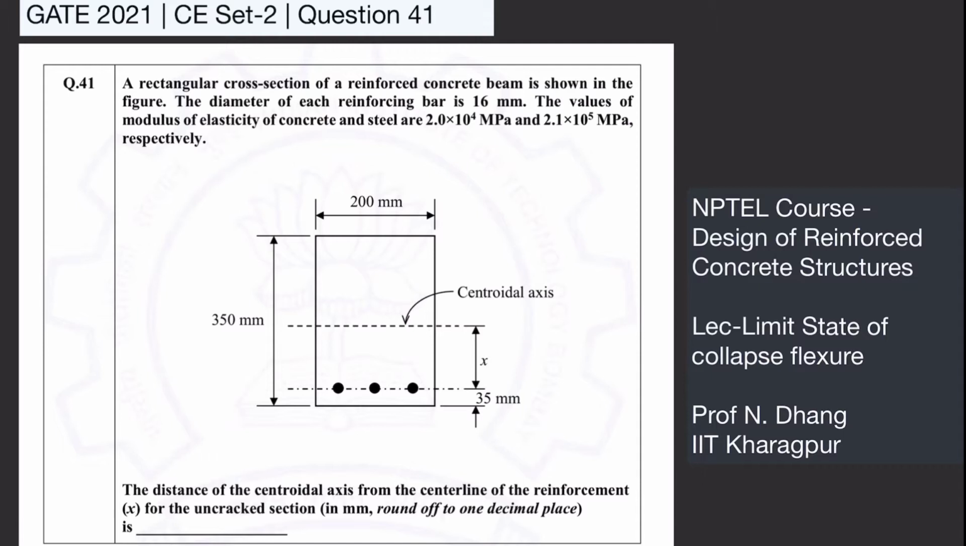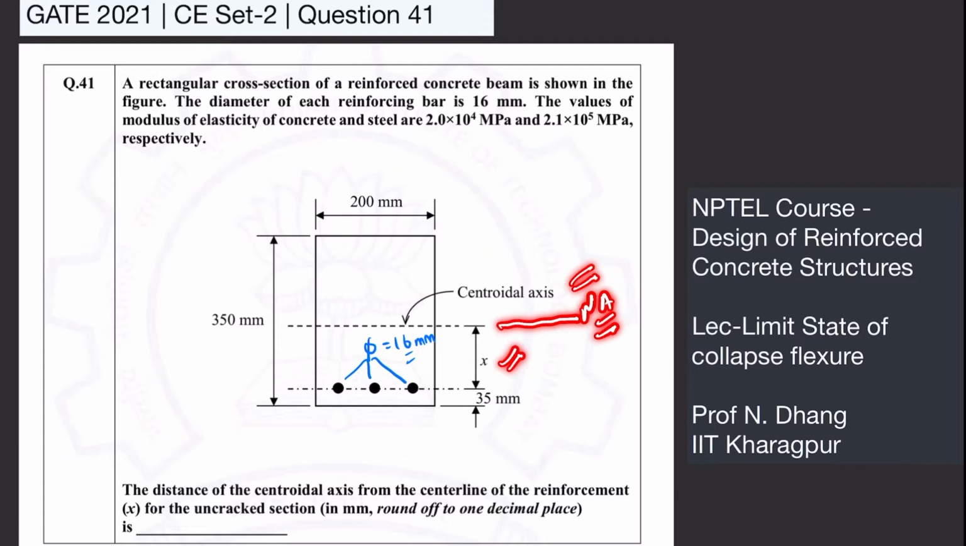Hello, welcome to the GATE 2021 CE Set 2 question number 41, which states that a rectangular cross-section of reinforced concrete beam is shown in the following figure. The diameter of reinforcement bar is equal to 16 mm. The values of elasticity of concrete and steel are given. We need to find the value of x for the uncracked section from the location of neutral axis or centroidal axis.